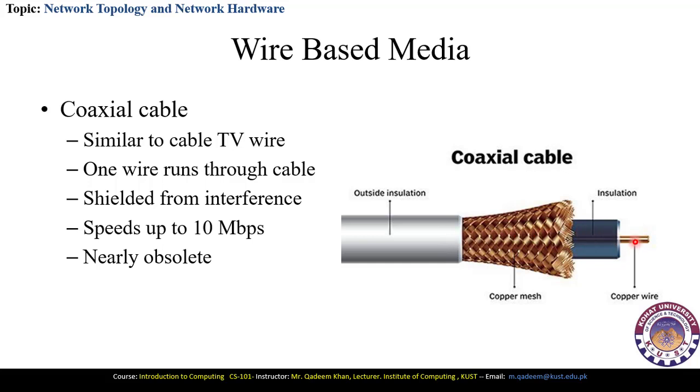So this is the copper wire which transfers data from one computer to another, with speeds up to 100 megabits per second. And it is also nearly absolute. It means that it is nearly the best one. It is not the best, but it is near to the best one. So its speed is 100 megabits per second.